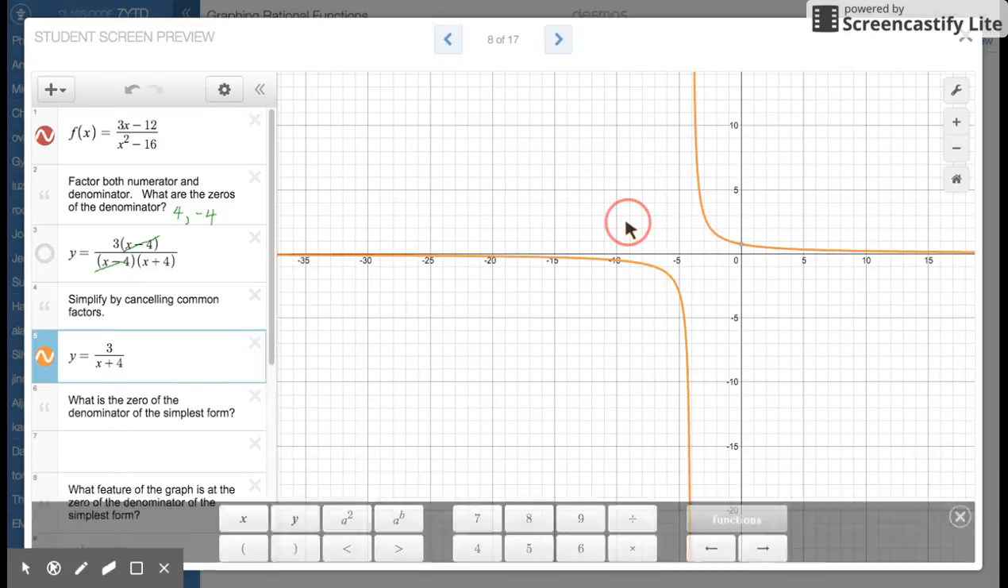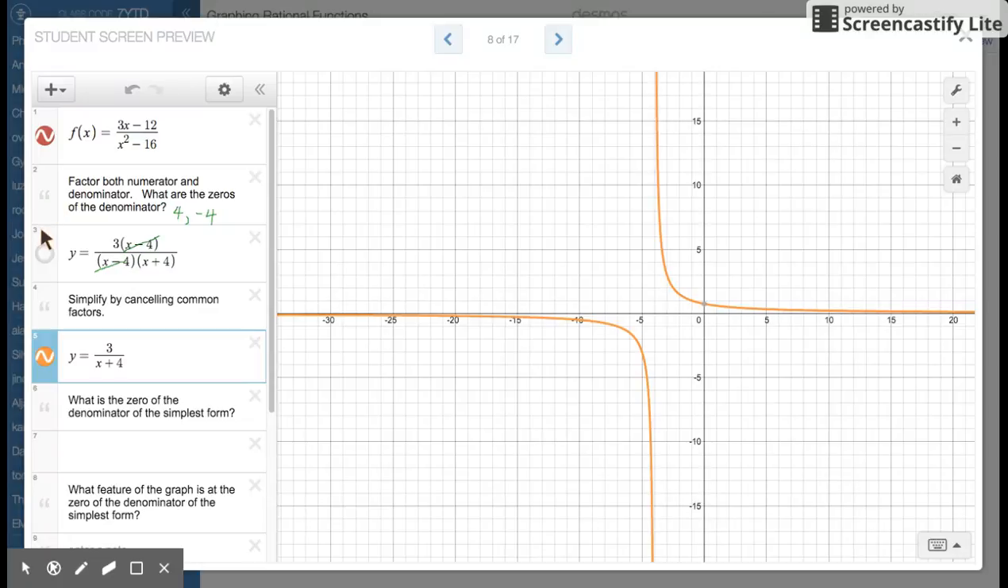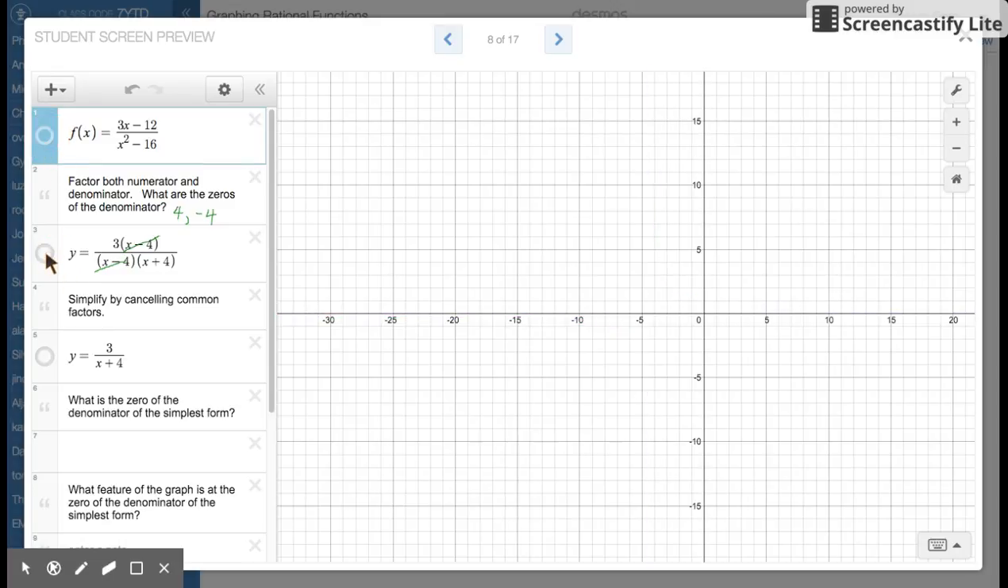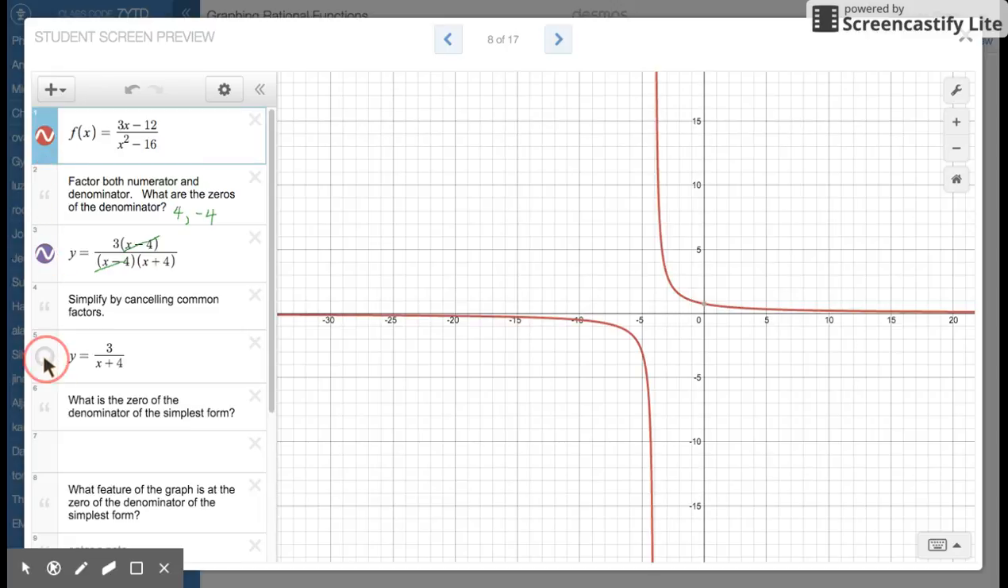All right, now let's check if all of these functions are equivalent. The original function is, okay, let me hide this first. The original function is right here. This is the factored form, and it's also in the same spot. So that means this is correct. And then the simplest form is also in the same spot. So the simplest form is equivalent to the original, and therefore we simplified correctly.